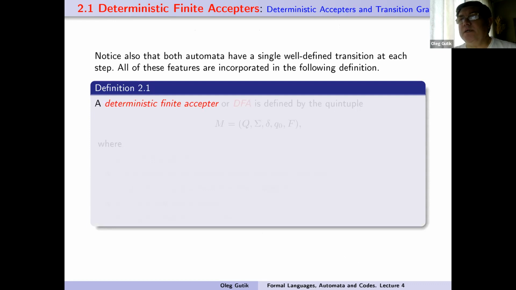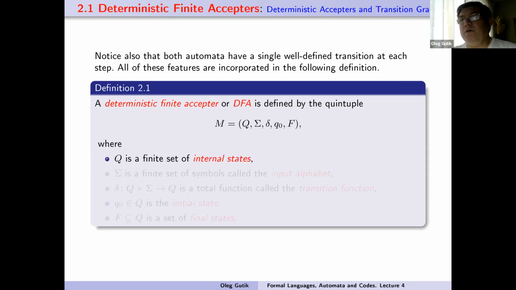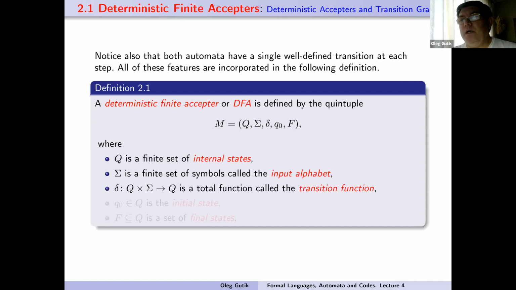A deterministic finite acceptor, or shortly DFA, is defined by the quintuple M = (Q, Σ, δ, q0, F), where Q is a finite set of internal states, Σ is a finite set of symbols called the input alphabet, δ from the product Q × Σ into Q is a total function called the transition function, q0 from Q is the initial state, and a subset F of the set of internal states Q is a set of final states.